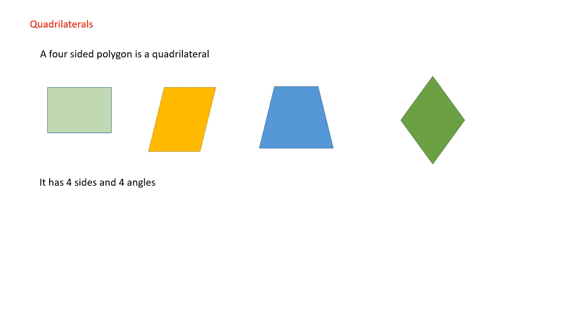It has four sides and four angles. Quadrilateral has got four sides and four angles. What are the angles here? You can count the angles. 1, 2, 3, 4. In this case also 1, 2, 3, 4. In all the cases you got four angles and you got four sides. Now consider this. This is a quadrilateral. I am again naming it as P, Q, R, S.